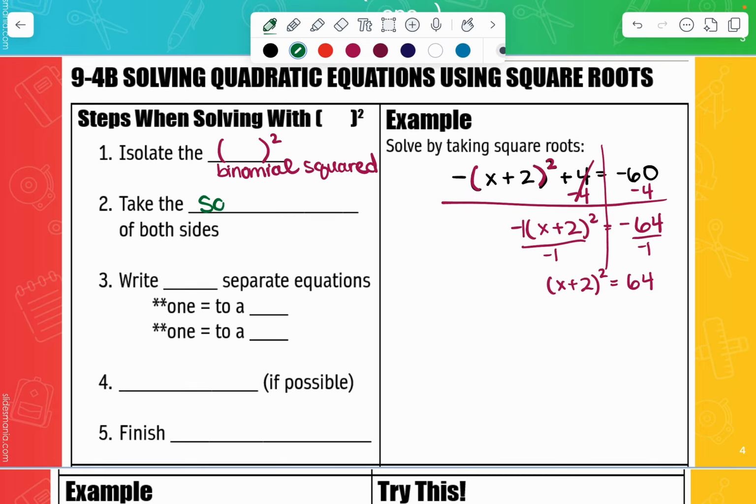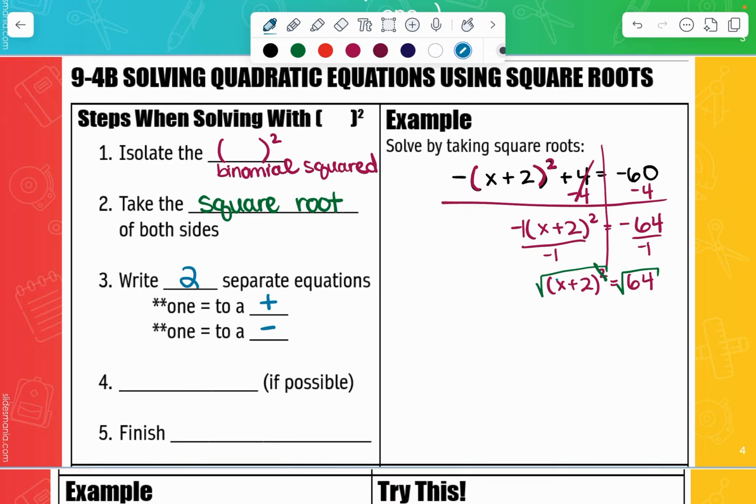So we can take the square root of both sides. And what that's going to do is it's going to cancel out that squared and leave us with something that doesn't have a power of 2 in it. What we're going to think about at this point is those two solutions. One of them is going to be equal to a positive answer, and one of them is going to be equal to a negative answer.